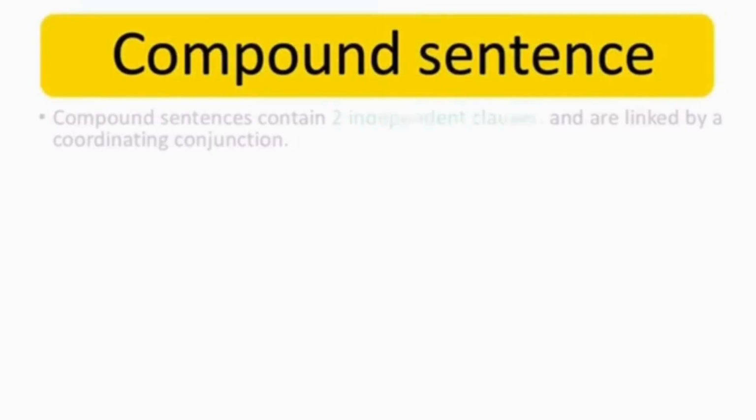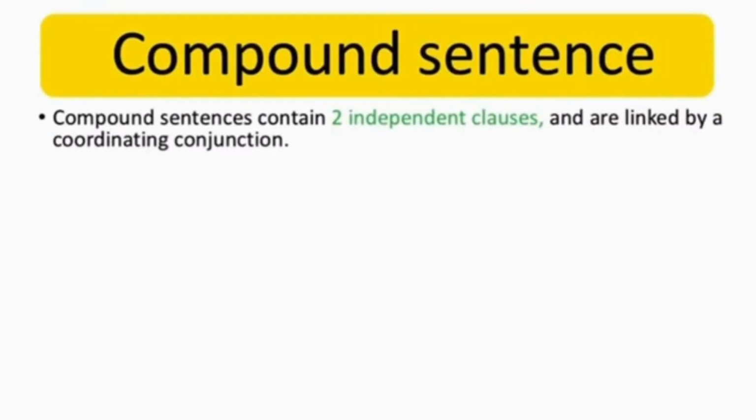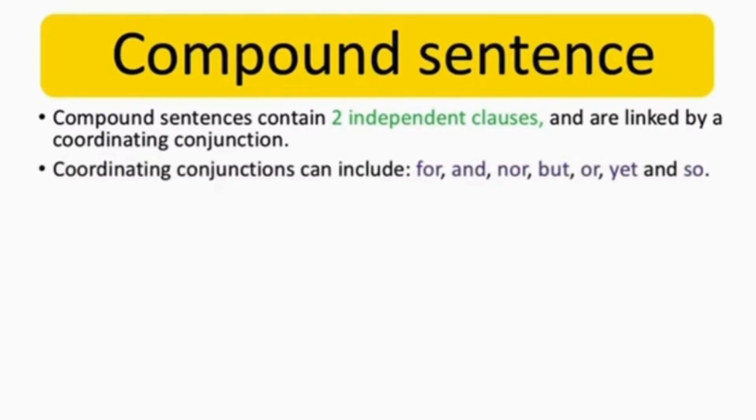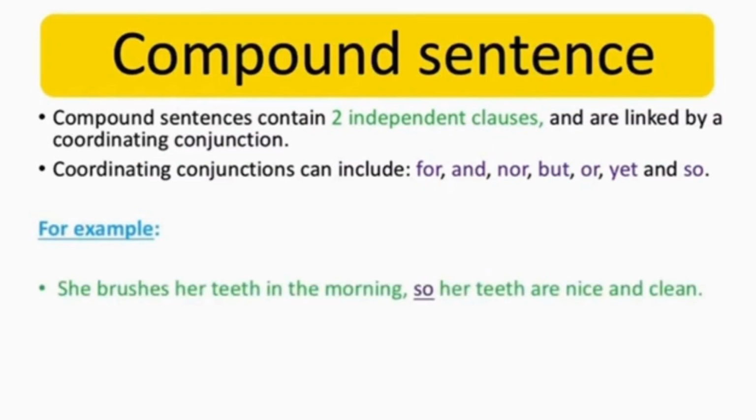Compound sentence. Compound sentences contain 2 independent clauses and are linked by a coordinating conjunction. Coordinating conjunctions can include for, and, nor, but, or, yet, and so. For example, she brushes her teeth in the morning, so her teeth are nice and clean.